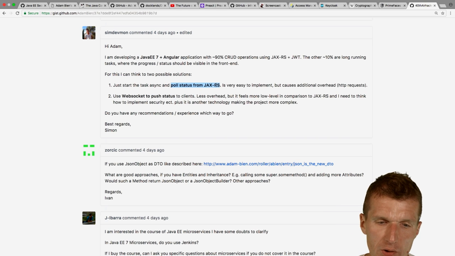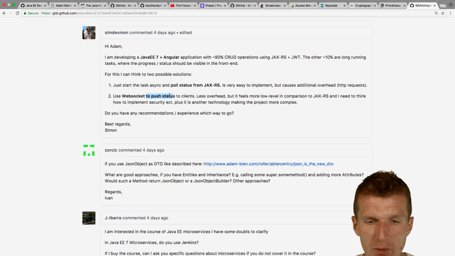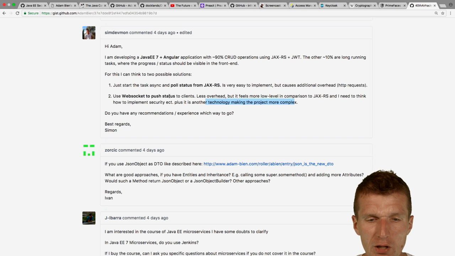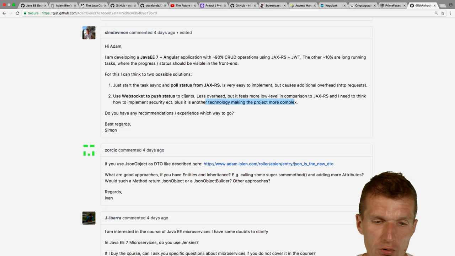Why that? WebSockets to push status would be the best. The problem, of course, is not that it is more complex. It's actually easier, this WebSocket to push. It has to be supported by your environment. It could be that a firewall or a proxy server does not support WebSockets, and then you are set, or it's game over. So the fallback is always JAX-RS.